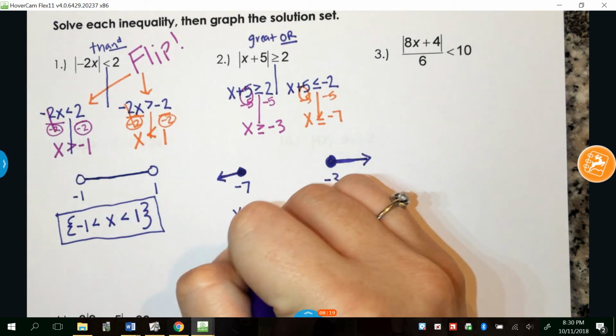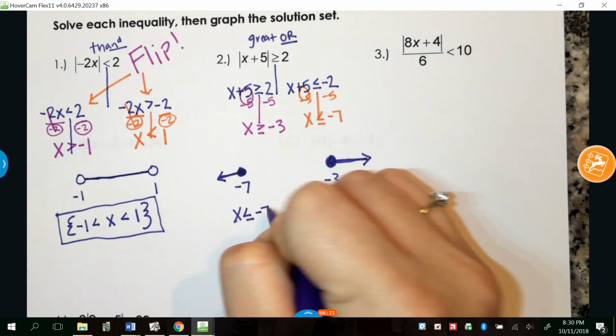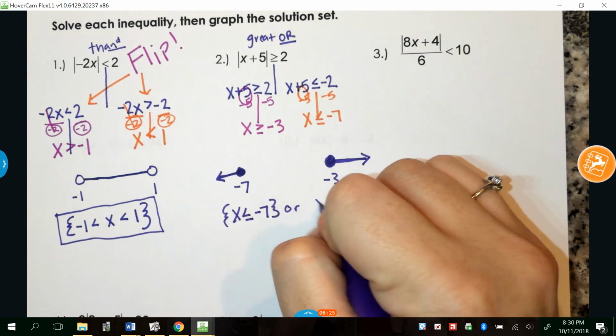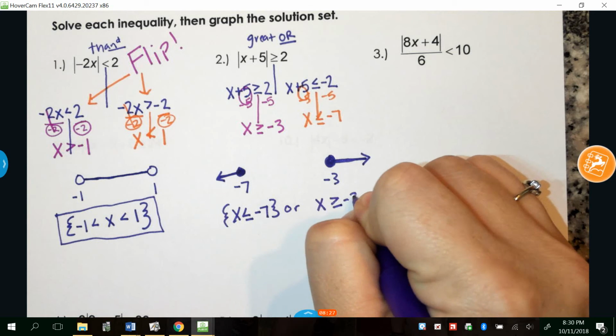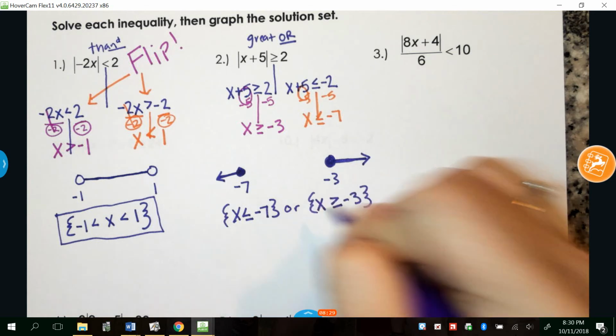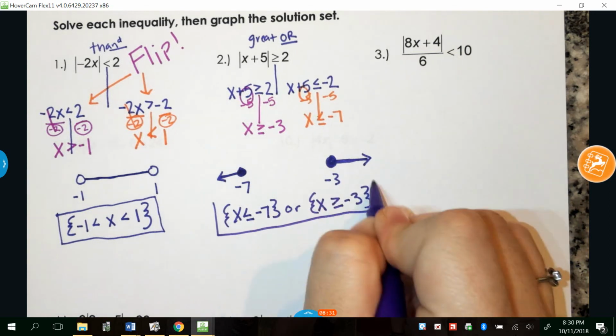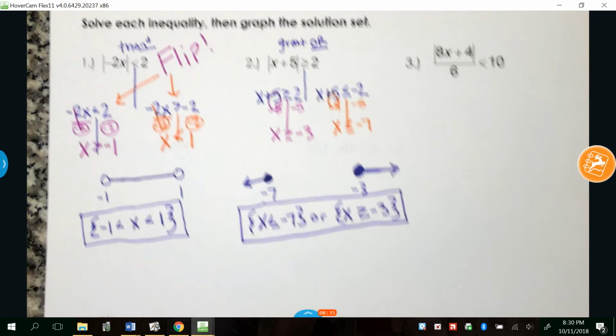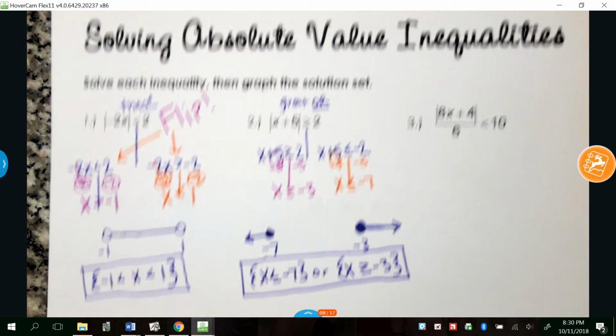So x is less than or equal to -7, or x is greater than or equal to -3. So that is that answer. Okay, so that's the difference between our and our or.